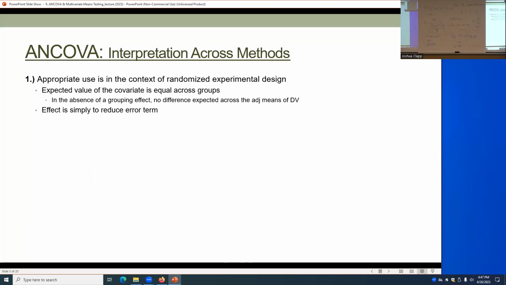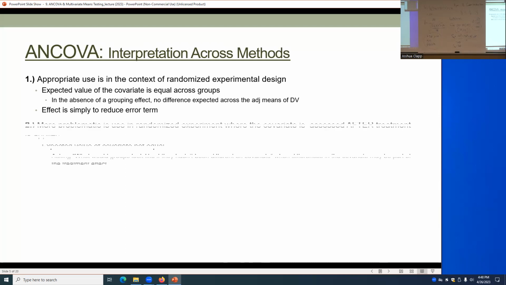Miller and Chapman talk about appropriate use of ANCOVA within the context of a randomized experimental design. My expected value of my covariate is going to be equal across groups, right? If I randomize all people to small, medium, and large cars, I don't expect average driving experience to differ across these groups because I've randomized them. So I'm in pretty good shape here. In the absence of a grouping effect, no difference is expected across my adjusted means because it's all going to be the same for everybody. All we're doing is reducing the error term.